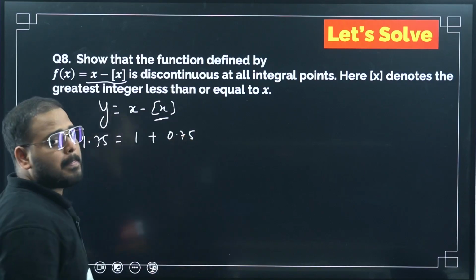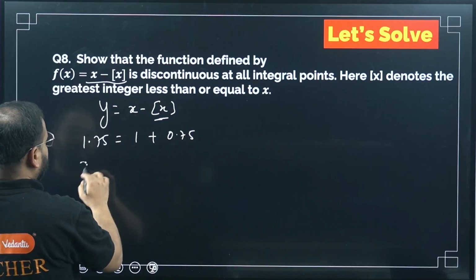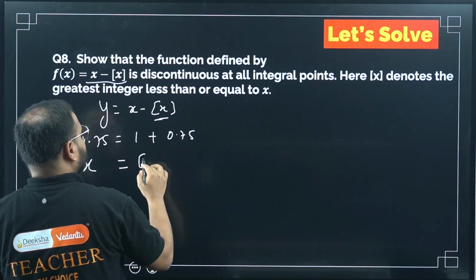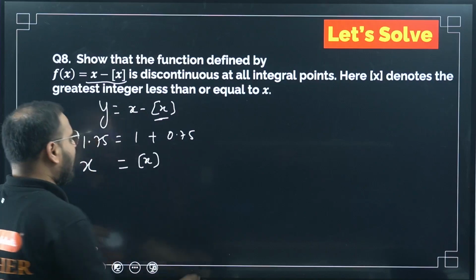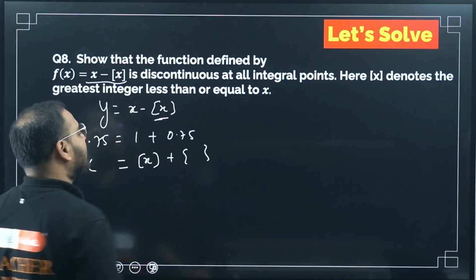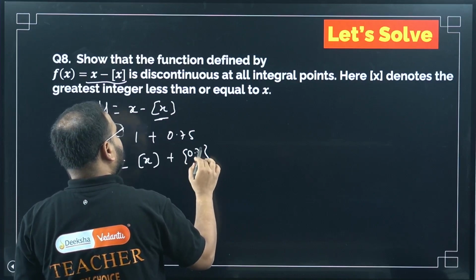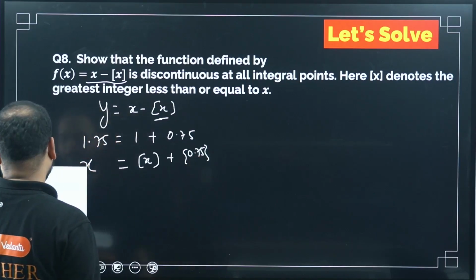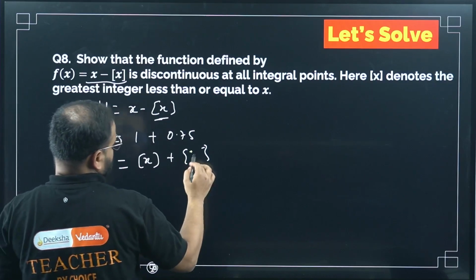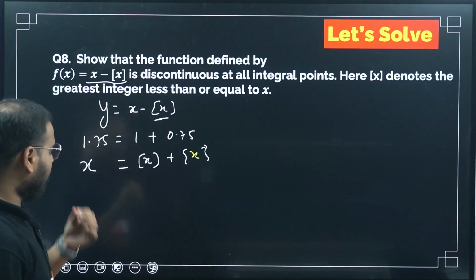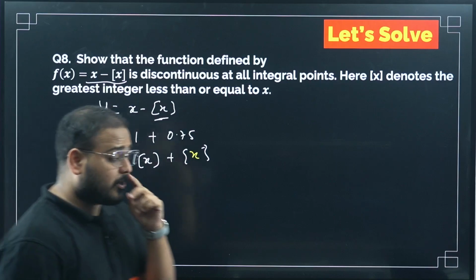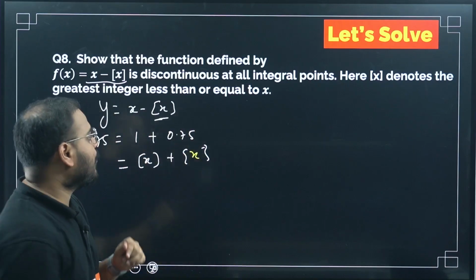So this is my x, any number x, and this is my greatest integer of x, and this represents a function called, if you remember, the fractional part of x. Whenever I'm talking about the fractional part, it will be a decimal number less than what? Always less than 1.